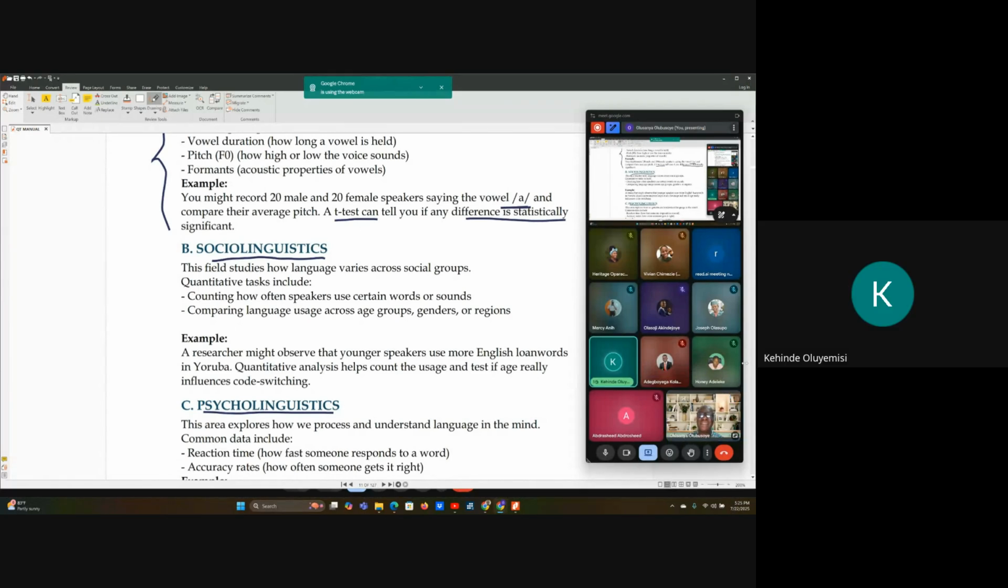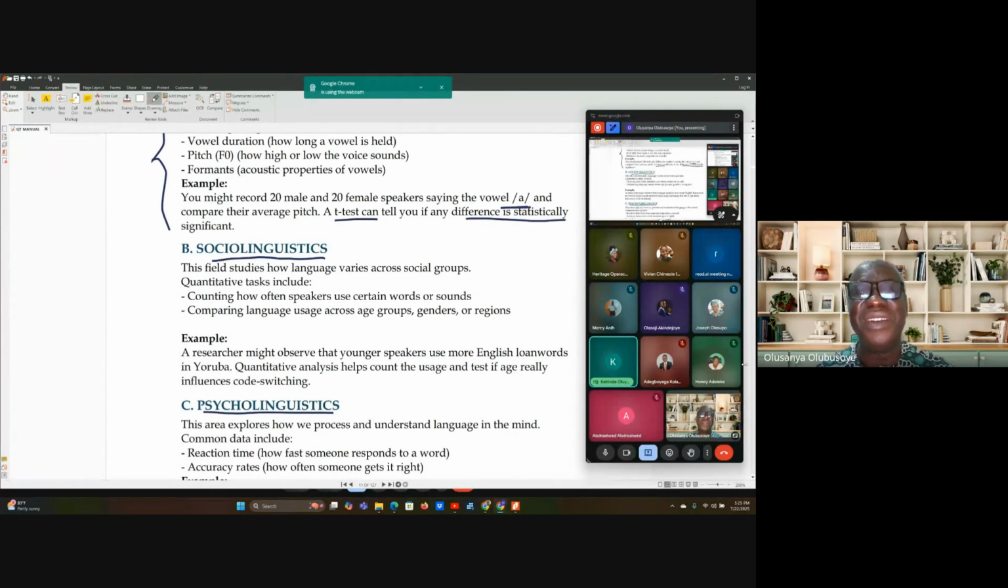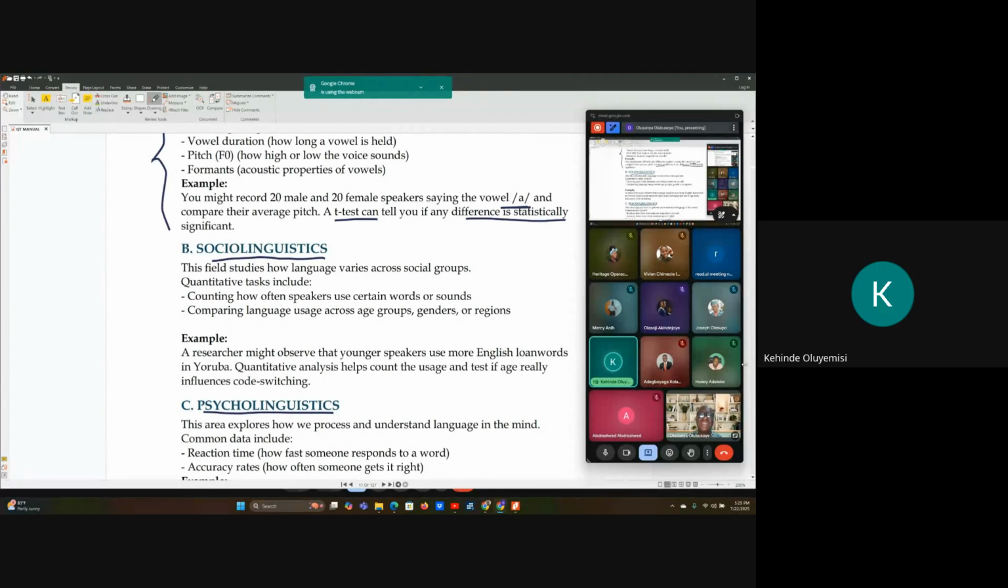I said social linguistics is the study of the relationship between language and society, the way they behave. And to apply quantitative methods to social linguistics, we're talking about solving research.